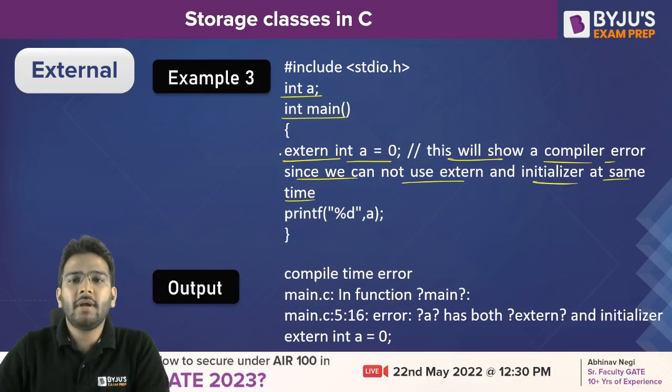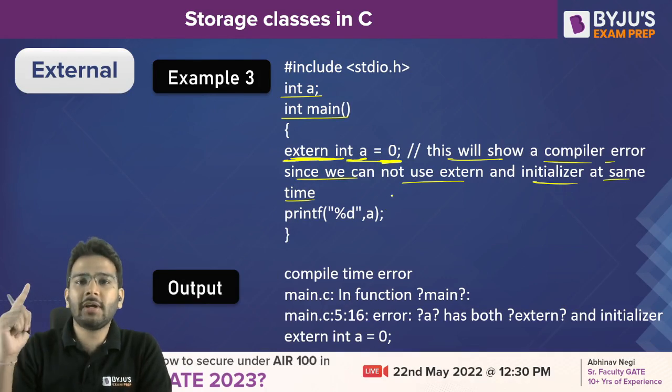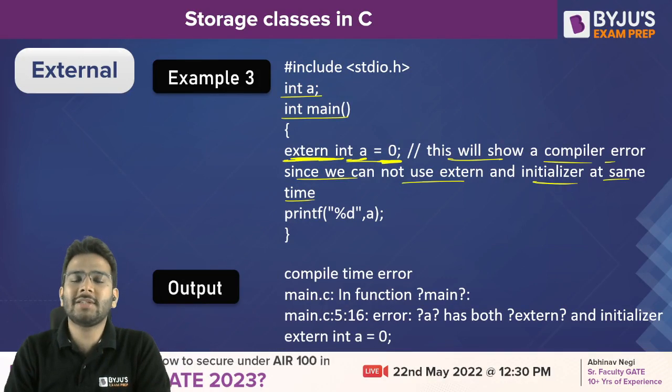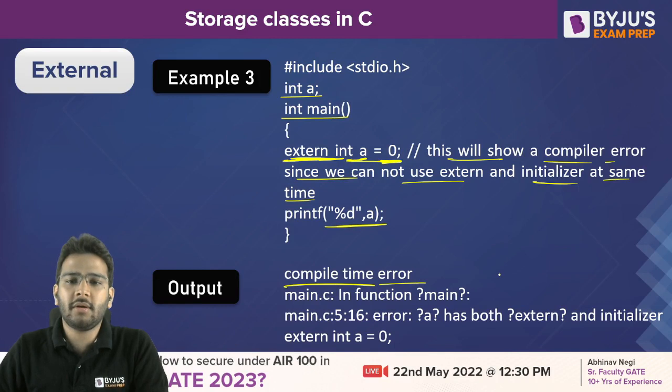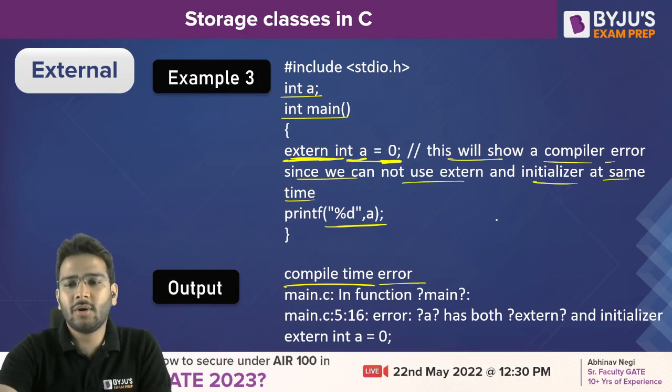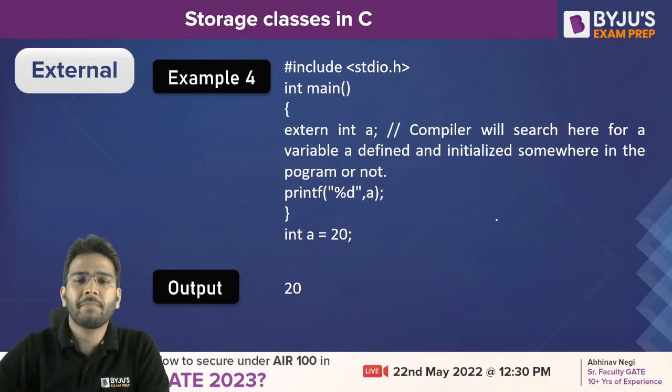So here if you see this third example, we are declaring extern int a and at the same time we are initializing it. So this is not allowed. You have to initialize somewhere else when you are going to access that variable. So if you are printing now, you will be getting a compile time error. Both extern declaration and initialization cannot happen simultaneously.